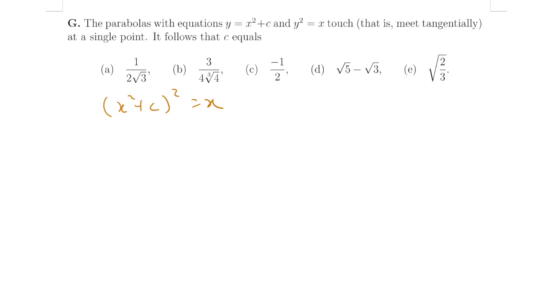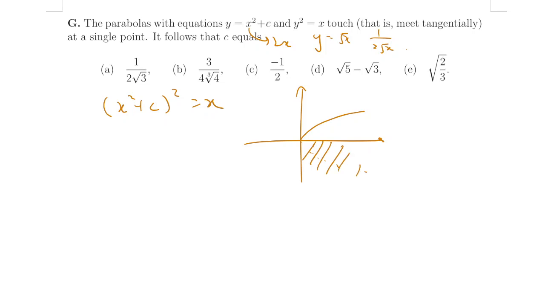Good, okay, so dy dx, which is 2x for the first one. How about the second one? The second one is y equals square root of x, so dy dx equals 1 over 2 root x. Question: why did I not take negative square root of x? Why did I only care about positive square root of x? Well, that's because if you think of the graph I just drew, only the top part of this parabola is going to touch the other one. The bottom part is not going to touch the other parabola anyhow, so that's why I took positive square root of x.